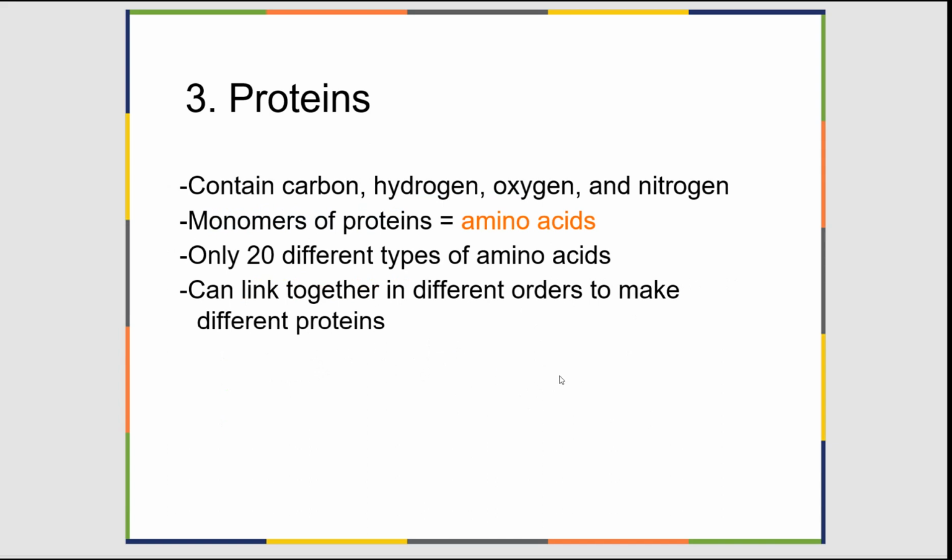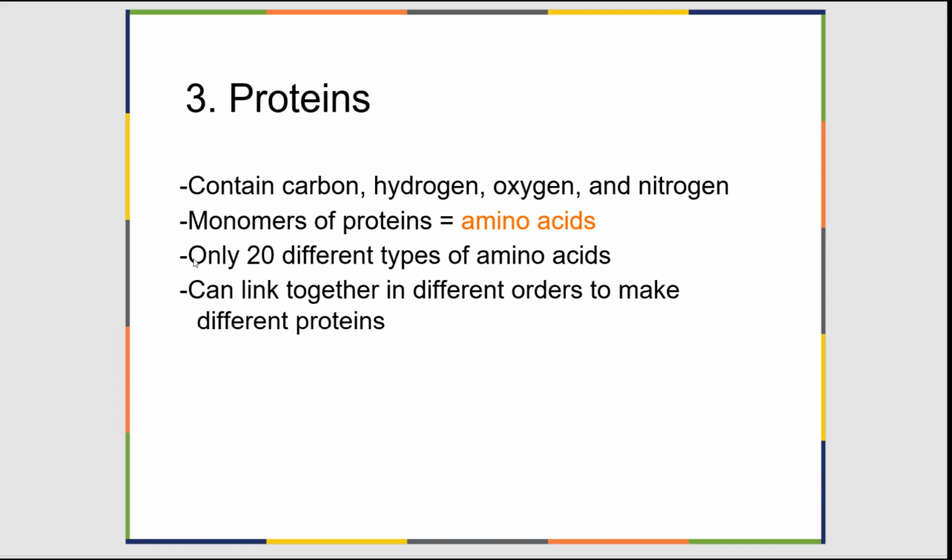Let's go on and talk about proteins. So we've covered sugars, we've covered fats. We're going to talk about proteins next. Proteins are going to contain our carbon, hydrogen, oxygen, and nitrogen. The monomers, or the single units of the proteins, are amino acids. We have 20 different amino acids in our body.